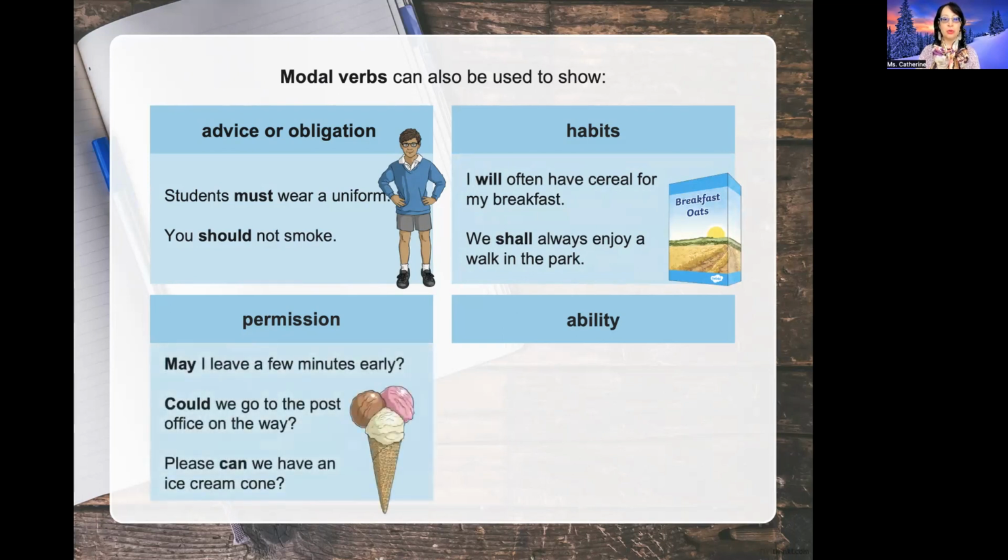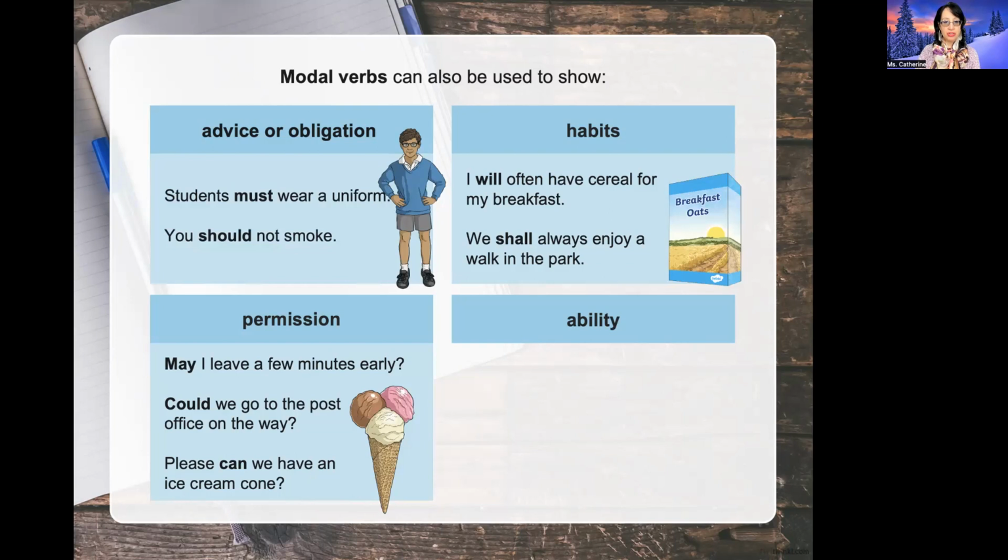Permission. May I leave a few minutes early? How many people said can? Can I leave a few minutes early? Do you know the differences between may and can? Remember, when you're asking for permission, we use may. If we say, can I leave a few minutes early, that would not be requesting permission. This means you'll be able to. It is also another way of saying it informally. So may is more polite and more formal. Can is more informal. It means that you're capable of it.